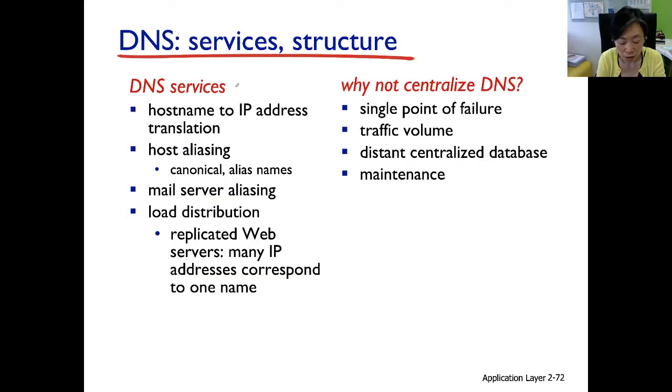Right. DNS services. There are multiple services DNS actually provides. First is what we've talked about, the most basic one, from the host name to IP address translation. It does 3 other forms of translation. First is host aliasing.